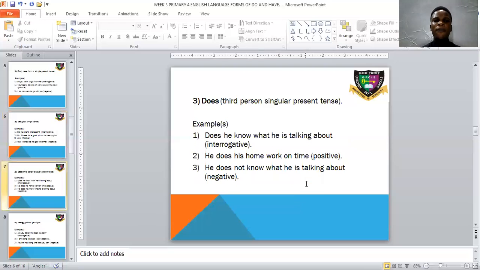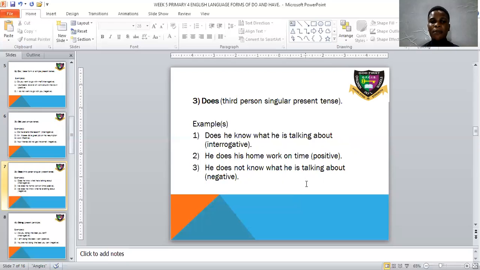Good. Now, let's move to the third form of do. Do not forget that we are still under do. These are the forms of do. Now, the third form of do is does. Does in the third person singular present tense. Examples. Now, it is referring to somebody that is not present. The person might even be around, but it is not that person you are referring to. That is when does comes in.